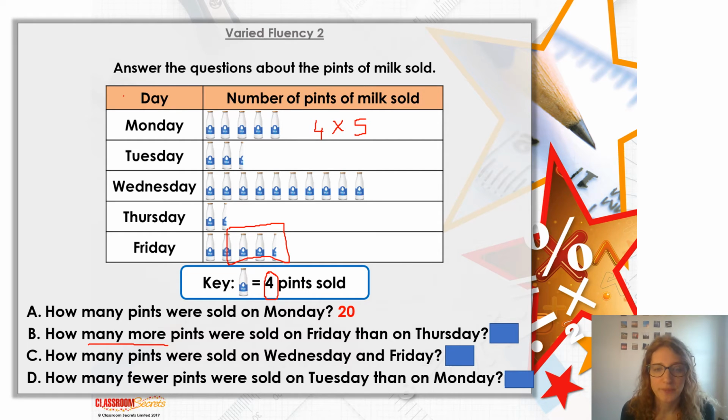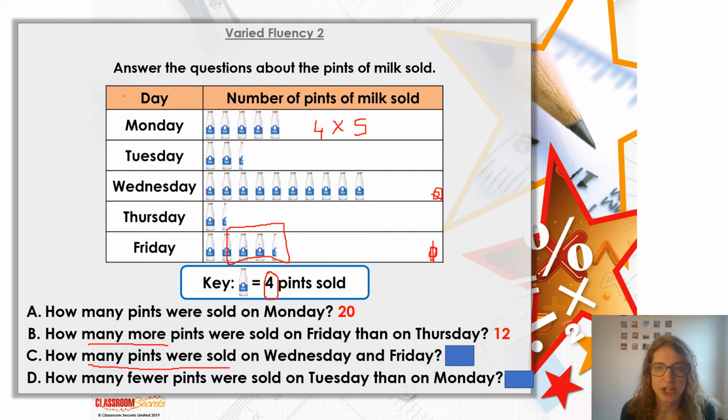Okay, let's have a look. If you were right, there are 12, because we've got 4 and 8. 2 here, which is 10, and another 2 here, which is 12. How many pints were sold on Wednesday and Friday? So you need to add both amounts together. Okay, so you need to add the total from here and the total from Wednesday. Okay, so these 2 need to be added together. Okay, so pause it, work it out. Remember, each bottle is worth 4.